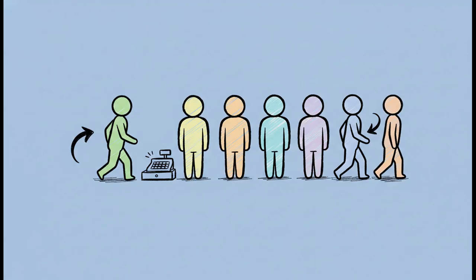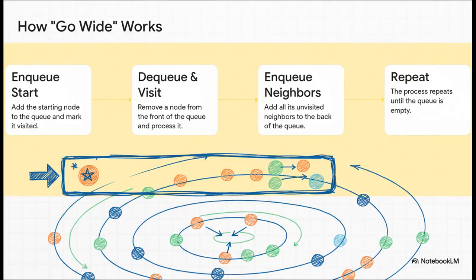And this planner? Well, they've got a different secret weapon. It's not a stack, it's a queue. Just think of a line at the grocery store. The first person who gets in line is the first person to get checked out. It's a first in, first out system. Super orderly, super fair. You can totally see how this creates that ripple effect, right?